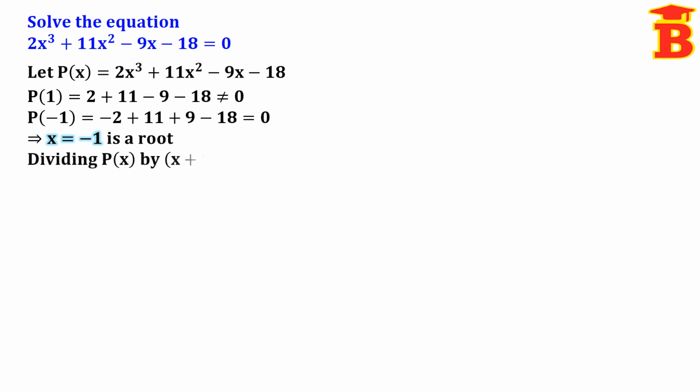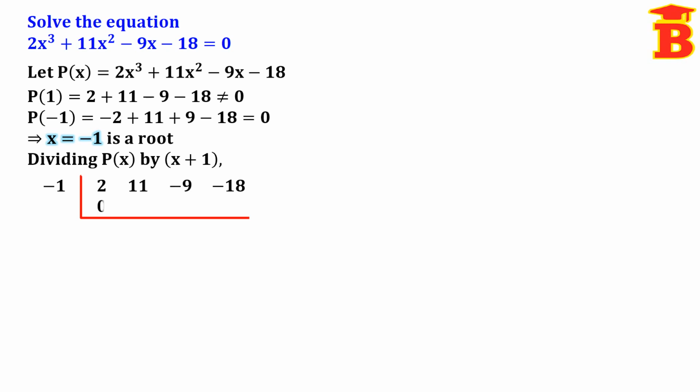So now dividing p of x by x plus 1. X plus 1 is a factor and x is equal to minus 1 is a root. So dividing this, we have to write minus 1 outside like this and write all the coefficients, that is 2, 11, minus 9, minus 18. Now we have to divide this by synthetic division method. We follow the same procedure.